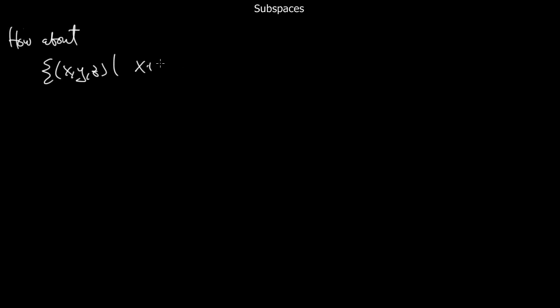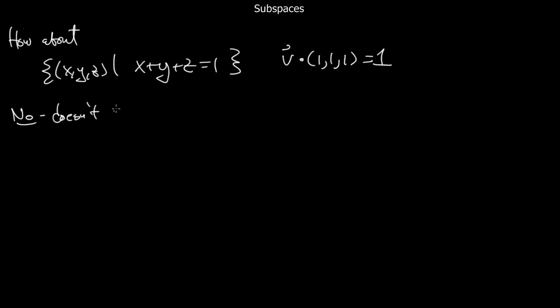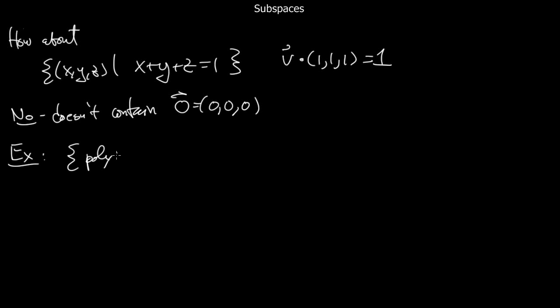What if I ask for the vectors (x, y, z) such that x + y + z is equal to 1? So, just like the first example, except on the right-hand side I'm putting 1, so I'm taking vectors such that when you dot them with (1, 1, 1), you get 1. The answer is no. This is definitely not a subspace. It doesn't contain the origin. It fails the first test. If you plug in (0, 0, 0), that doesn't work. So it's a translated subspace. You take a subspace that goes through the origin and you move it, but when you do that, it's no longer a subspace. Let's look at a couple of other kinds of examples.